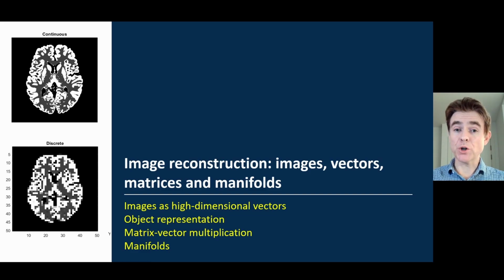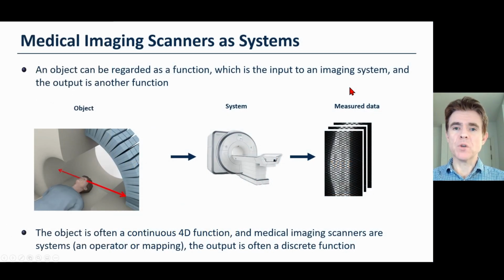In this video, I will go over the basics of understanding images, vectors, matrices, and then finishing with the idea of a manifold. A medical imaging scanner can be regarded as a system that is imaging some function in the field of view. Now, that function in the field of view of the scanner, that's an object.